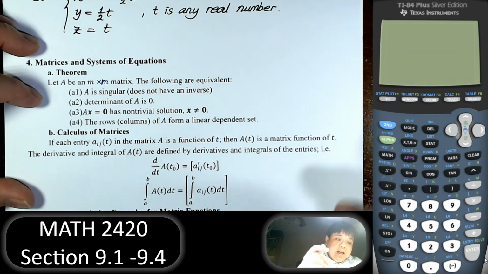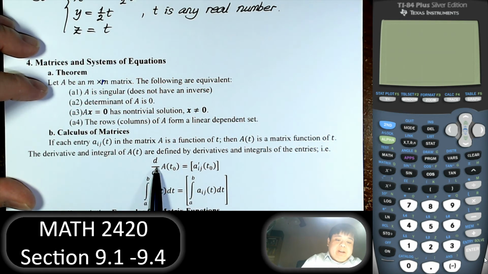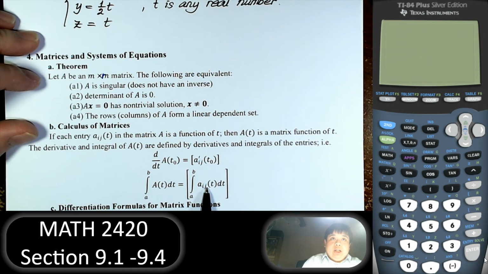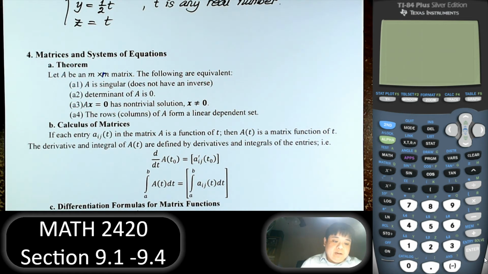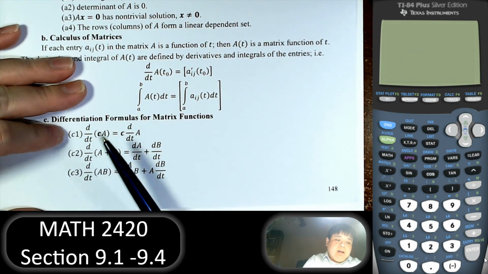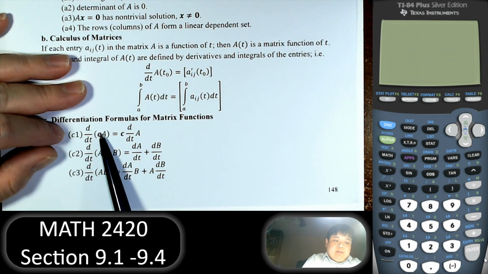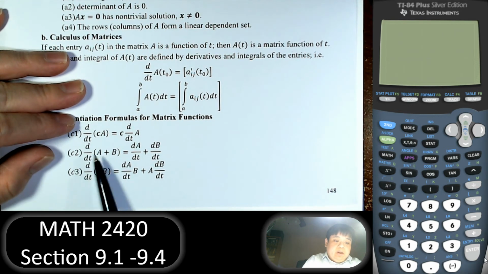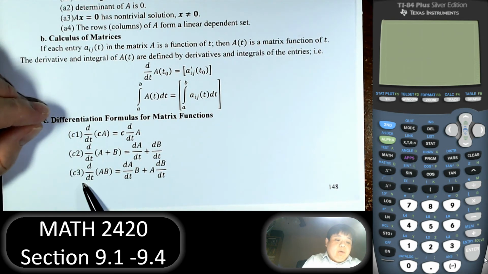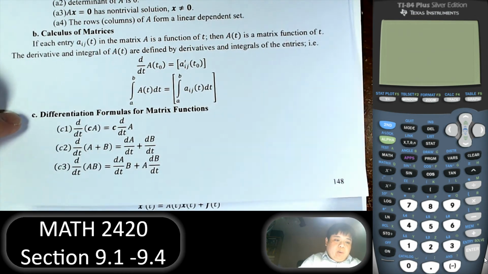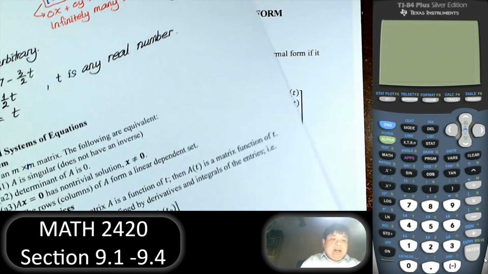Calculus of matrices. If we want to take the derivative of a matrix, we just take the derivative of each entry. If we integrate, we integrate each entry in the matrix, simple enough. And differentiation of the matrix function. Right? We have the derivative of a constant times the matrix. Derivative of a sum is the sum of the derivatives. Derivative of the product, this is the product rule, but in matrix form. Like I said, we revisit this if we need it.